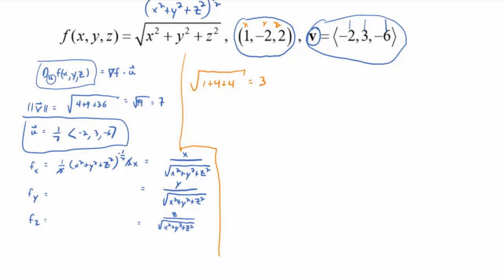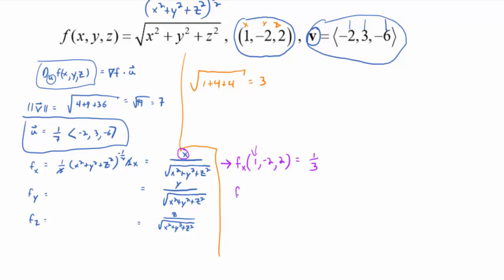Square root of 9, 3. Okay, so then what do these partials become when you plug in? Now, whenever you plug in something, you should use the full notation. So then f sub x evaluated at that point is going to be what? Well, it's going to be 1 over whatever you get when you plug in 1, negative 2, 2 into the square root. Oh, it's 3 each time. The denominator is going to be the same each time, right? So it's 3 in the bottom, 1 over 3, right?